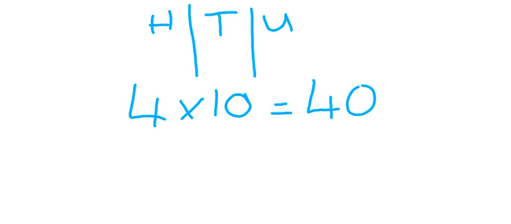Okay, so let's have a look at timesing by 10. So we have 4 times 10, as you should know, is 40. And the reason that becomes 40 is because when we multiply 10 by 10, our tens and units and hundreds columns, each one of those is worth 10 lots.